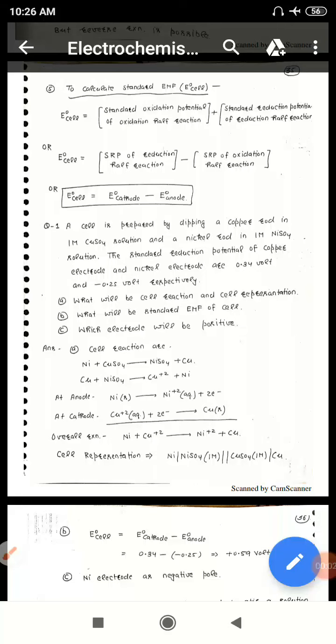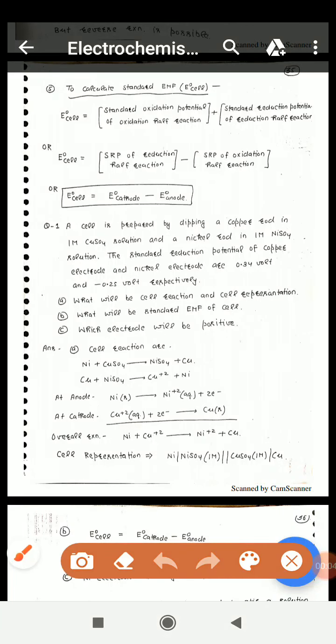So in this video we discuss the numericals related to the electrochemical series and standard electrode potential. In the previous video we have already discussed what the electrochemical series is and what the applications of the electrochemical series are. So now we start the numericals.